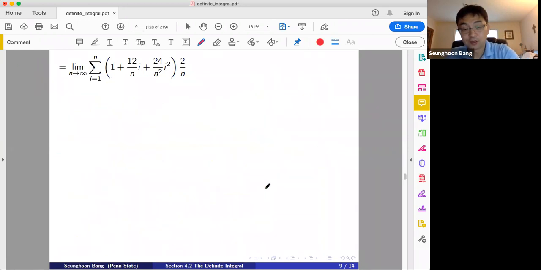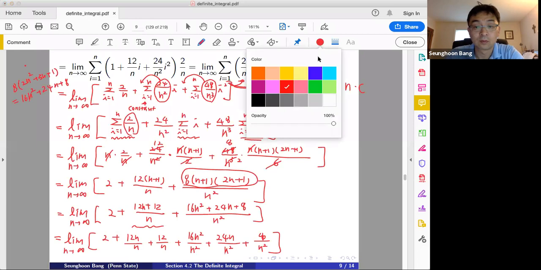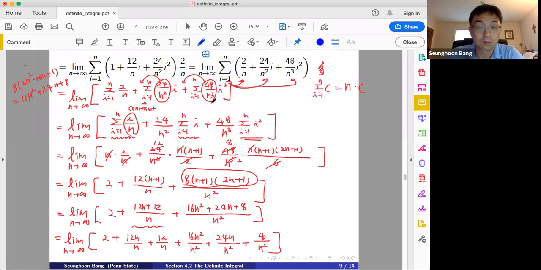So what happens? Only n is crossed out, n squared is crossed out, only one n crossed out, so like this. The next, what happens? The limit of 2 is only 2. The 12 has only 12. The 12 over n, as n goes to infinity, 12 over infinity goes to 0.